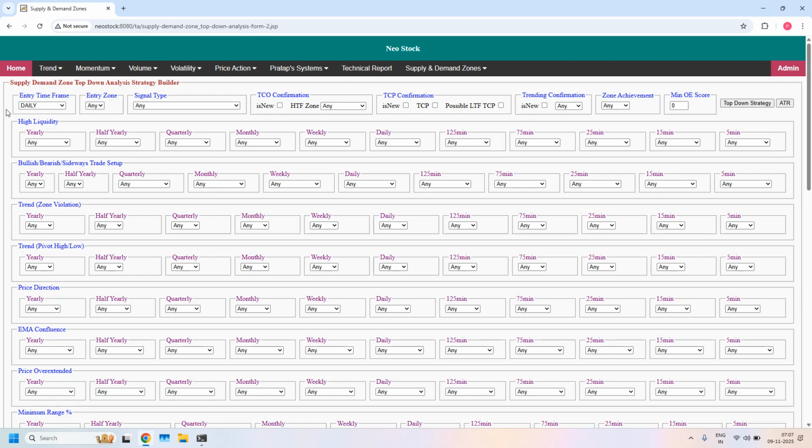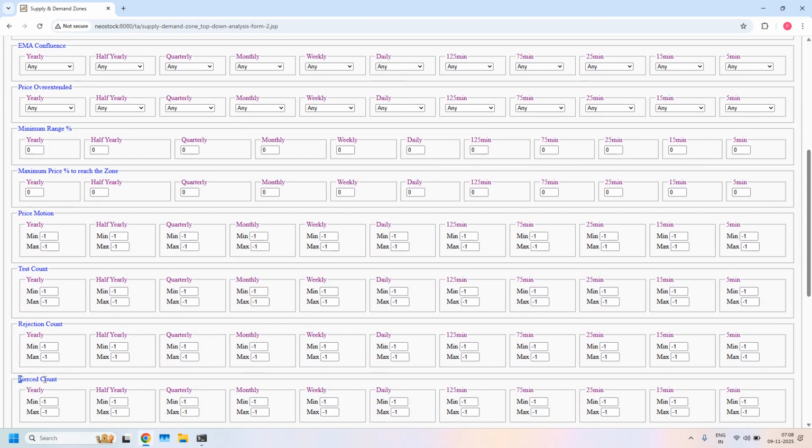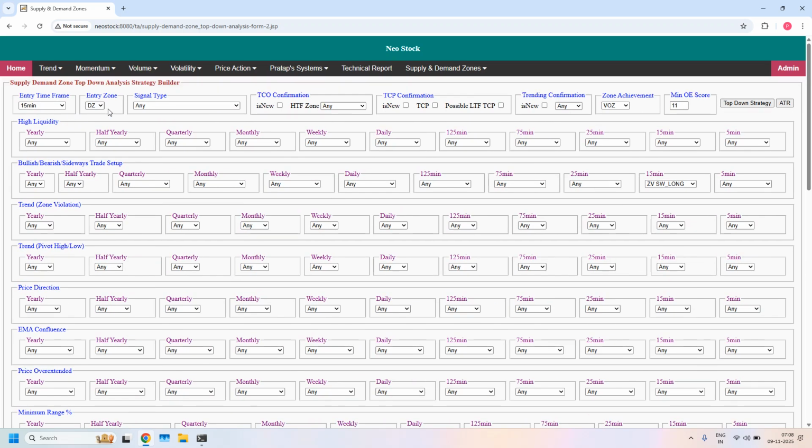For daily income trade, sideways long trade setup, entry time frame 15 minutes, entry is on demand zone. Here, bullish or bearish or sideways, at 15 minutes time frame, I am selecting sideways long. Zone achievement violated opposing zone. Minimum odd and enhanced score 11 for sideways. And also the 15 minutes demand zone should not be pierced. So in the pierced count parameter at 15 minutes time frame, I am setting minimum value 0, maximum value 0. That means pierced count is 0. Pierced count 0 means this 15 minutes demand zone should not be pierced.